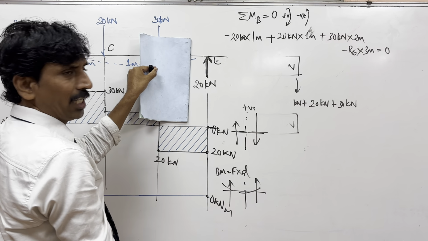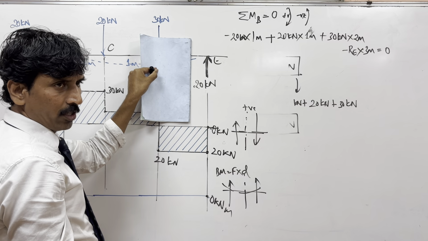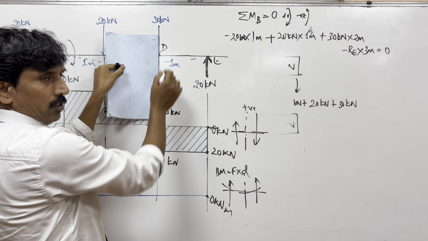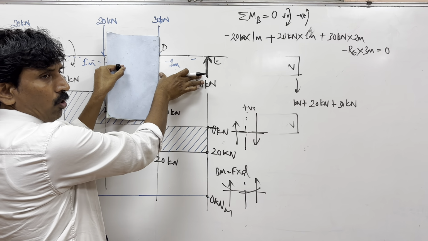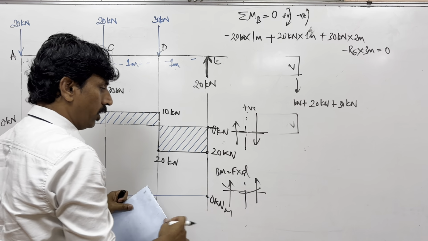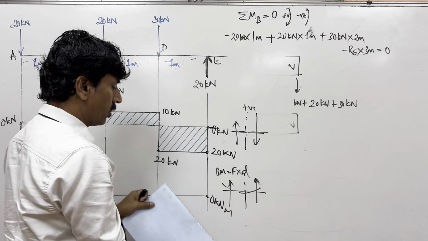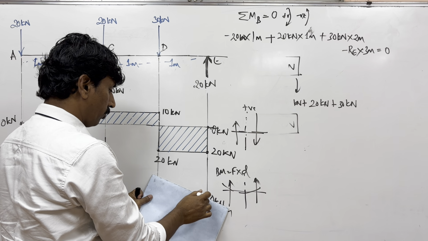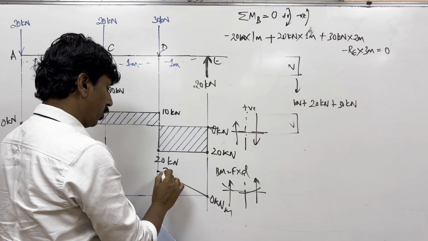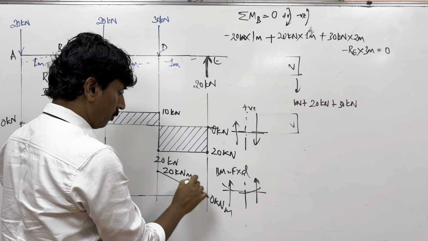But as I go with the distance, it starts increasing with the distance. It starts increasing, and it becomes maximum at this point. Okay, what is the value now? 20 kilonewton into 1 meter. So how much is this? 20. It is actually 20, and it is upwards on the right hand side. It is 0 to 20 here. It goes from 0 to 20 kilonewton meter.